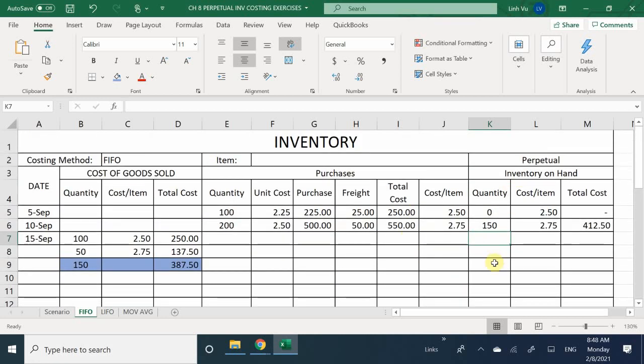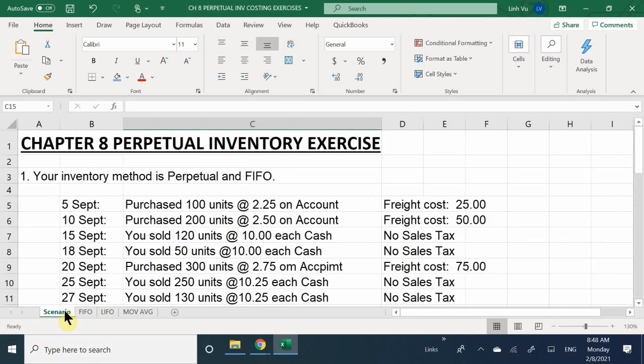I updated my inventory. I know that I should have 150 left on hand, right? I started out with 300. Now I have 150 and I'm using FIFO. Okay, so then what else has happened?